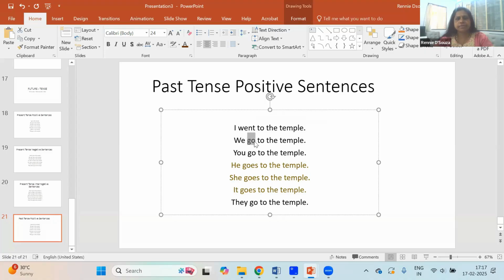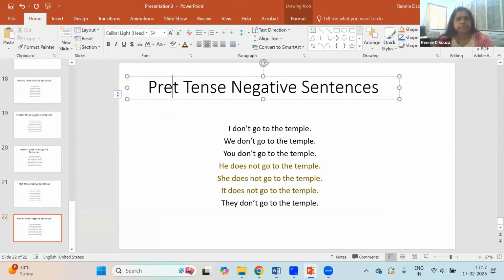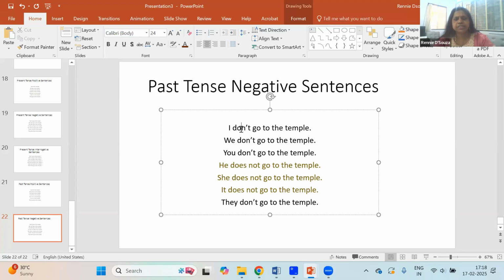And now coming to past tense, the verb should change. I said, right? When the verb changes completely, now go has become went. So when it changed completely, this is called the strong verb. So we are making a past tense sentence. That's why the verb should change here from present tense to past tense. And if the verb changes completely, then it is called a strong verb. So we have seen past tense, positive sentence.